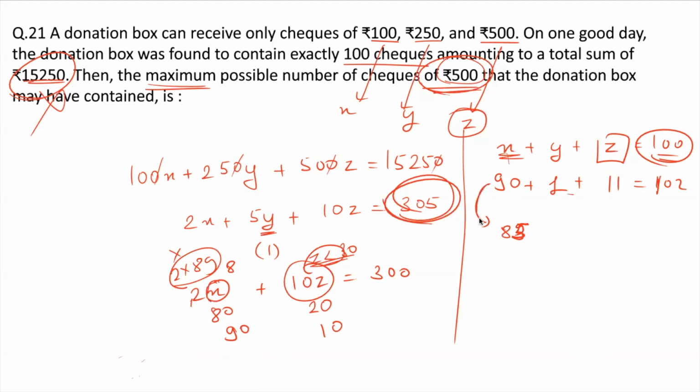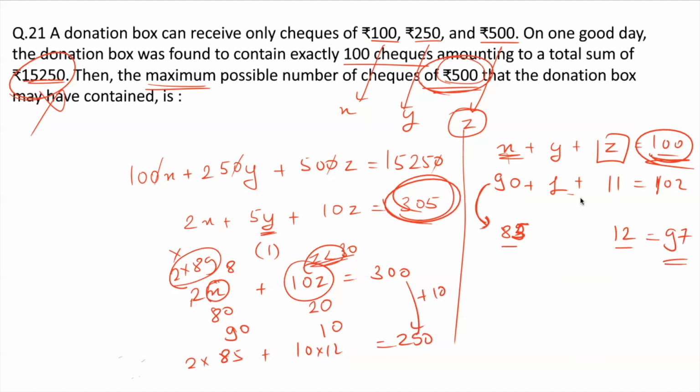Since I have reduced the value of x by 5, I can increase the value of z by 1. So it will be 12. But I observe 85 plus 12, I still have only 97 checks, and the sum needs to be 100. And the total also is 2 into 85 plus 10 into 12, giving me 170 plus 120 as 290 only. To get the proper sum as 300, we need 10 more.